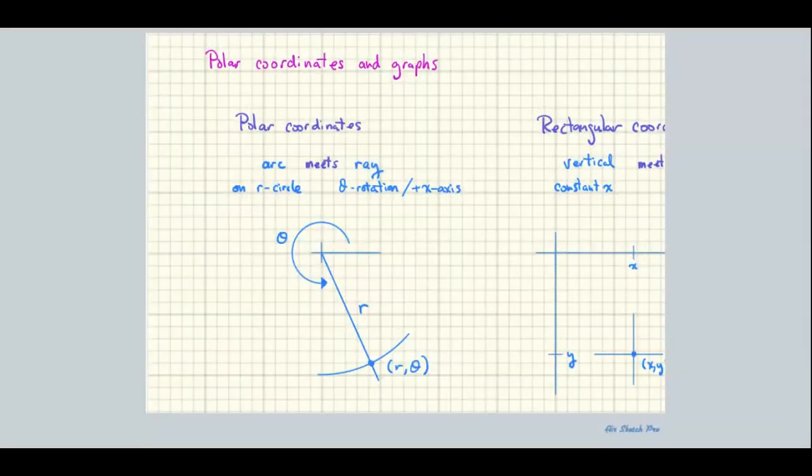Good morning, everyone, and welcome back to Trig. Today we're going to be talking about polar coordinates and graphs. First of all, what do we mean by polar coordinates? You're used to seeing axes, the x-axis and y-axis. For polar coordinates we have a half axis, the positive x-axis, and that's what we measure our angle theta from. Positive comes this direction, negative going that direction.